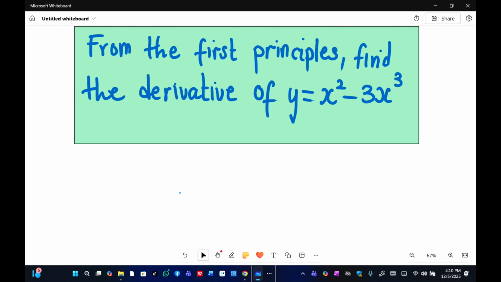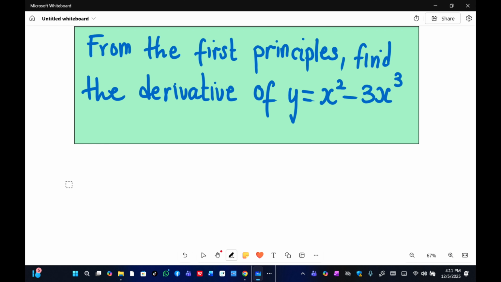We have a function which is y is equal to x squared minus 3x having a power of 3. And we are to use the first principles method to find its derivative. So let us get the function first. But before we do that, let us put on the formula.